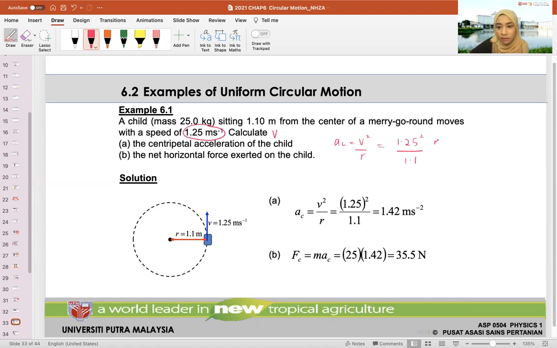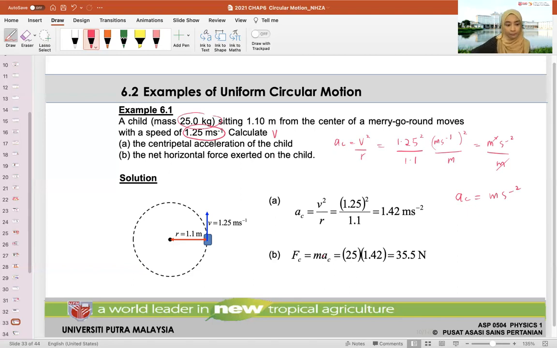And this is meter per second squared. And this is meter. So this would be meter squared per second squared over meter. One meter cancels out. So you are left with meter per second squared, which is acceleration. Just the normal stuff here, nothing new. So a_c is 1.42 meter per second squared. The net horizontal force exerted on the child is m a_c. So if we know the mass, we just multiply with a_c.